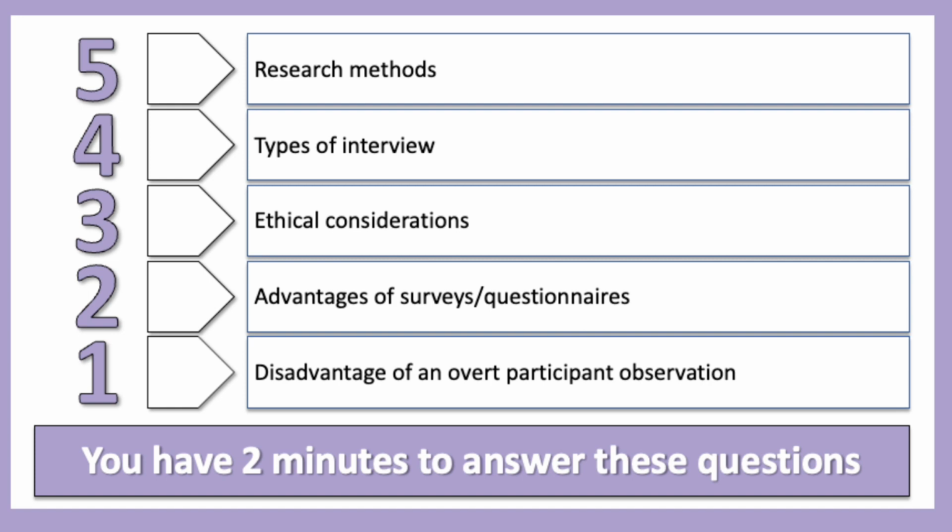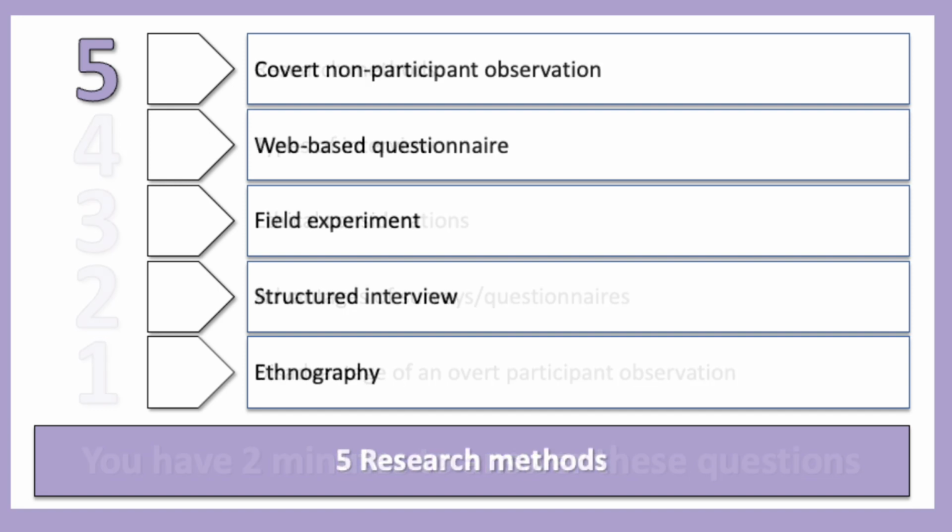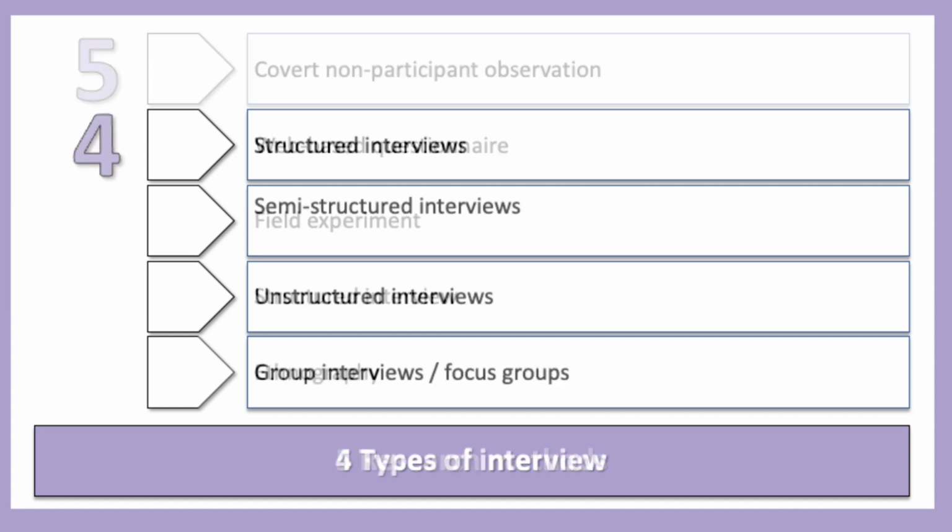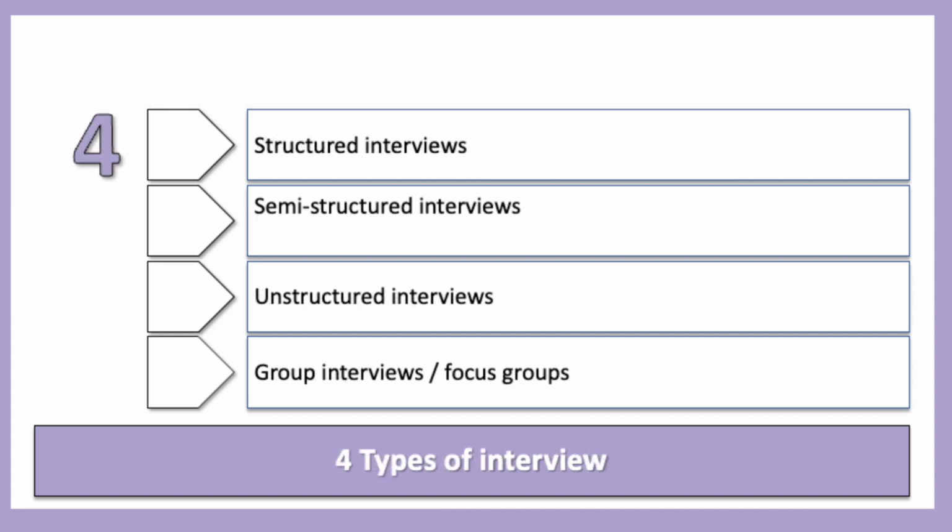So hopefully you managed to get things down for all of those categories. If you need a little bit more time, then just pause the video because we're about to reveal the answers. Right, let's have a look. So let's do 5 research methods. We've got covert non-participant observation, where people do not know they're being observed. We've got a web-based questionnaire, a field experiment, a structured interview where you have a series of questions to work through, and ethnography.